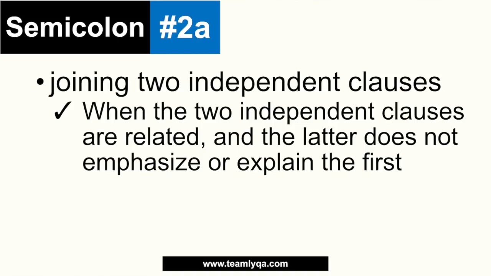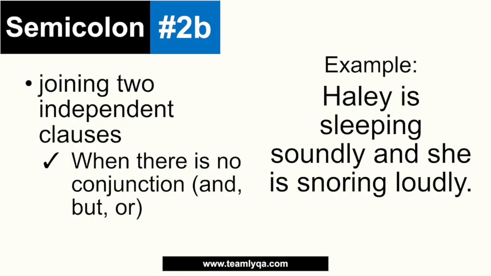Now, the second instance would be when you're joining two independent clauses and there is no conjunction. Bakit? Kasi kapag may conjunction, hindi ka nagagamit ng semicolon. In this case, it says, Haley is sleeping soundly and she is snoring loudly. There are a number of things that you could do to tweak this sentence para maging mas maayos siya or mas maganda siya. Yung first one would be to eliminate yung and she.